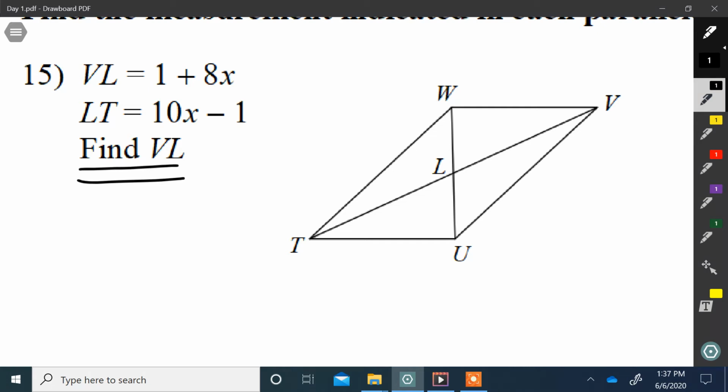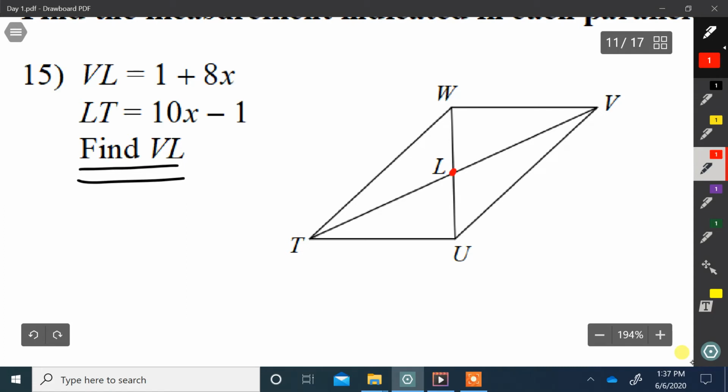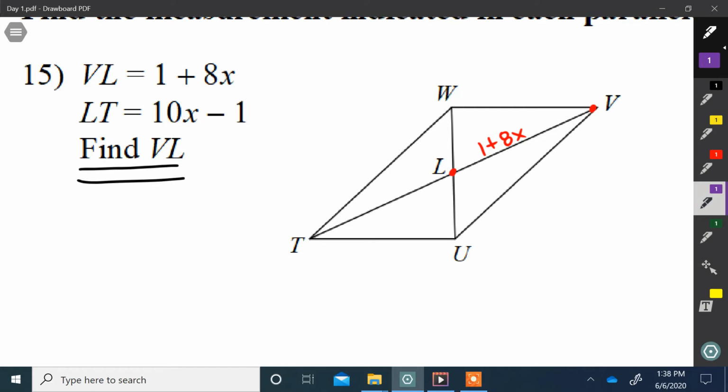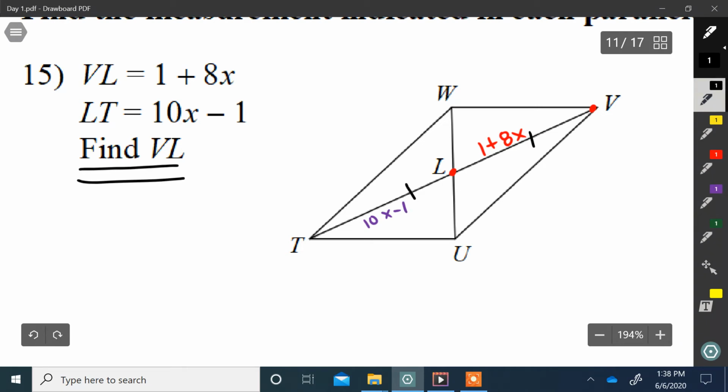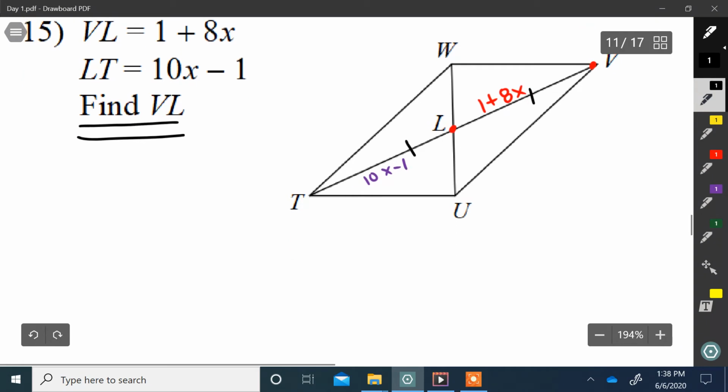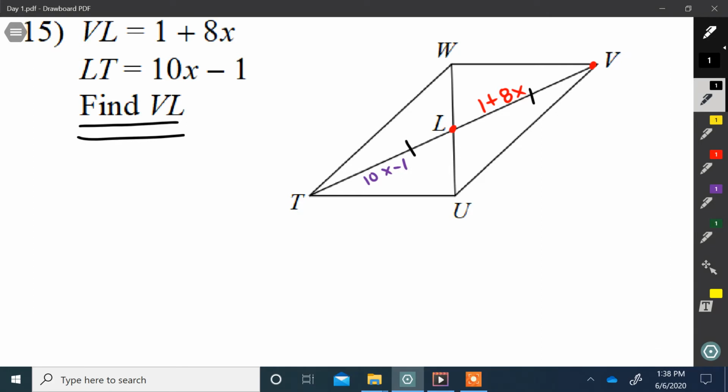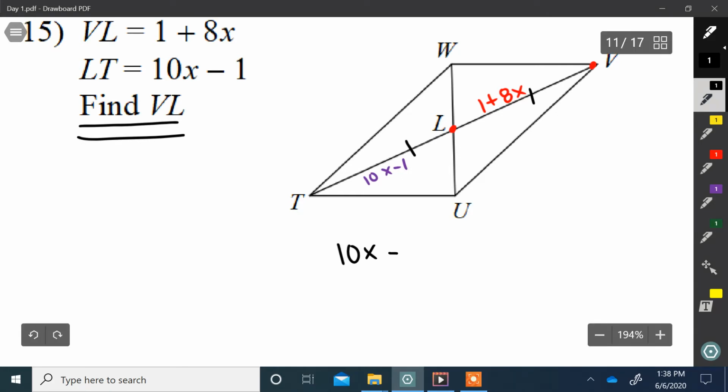All right. So we have BL. BL is right here from that point to that point right there. That's 1 plus 8x. And then we have LT. That's this right here, and that's going to be 10x minus 1. We already know that this is congruent to that right there. So that means that I'm going to set those two equal to each other. So 10x minus 1 is going to equal 1 plus 8x.